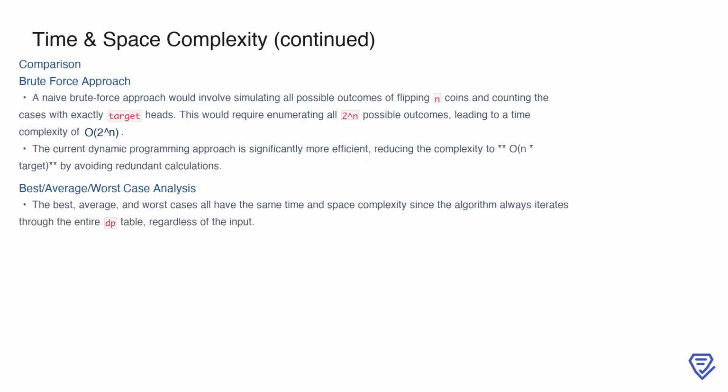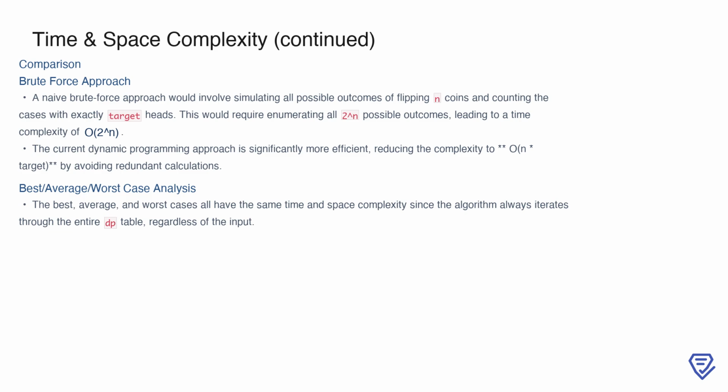Let's compare this dynamic programming approach with a brute force method. A naive brute force solution would involve simulating all possible outcomes of flipping n coins and counting the cases where exactly target heads occur. This would require enumerating 2 to the power of n possible outcomes, leading to a time complexity of O(2^n), which becomes infeasible as n grows. In contrast, our dynamic programming approach is far more efficient, reducing the complexity to O(n * target), by avoiding redundant calculations. Additionally, the best, average, and worst-case scenarios all share the same time and space complexity since the algorithm systematically fills out the entire dp table, irrespective of the input values.